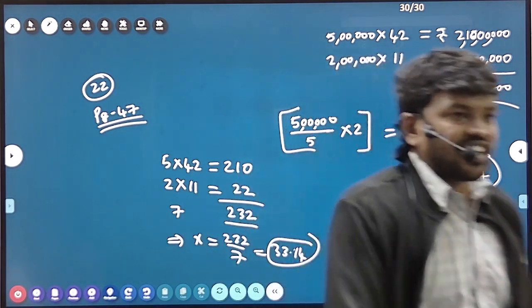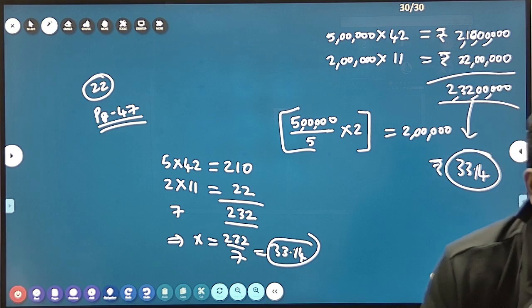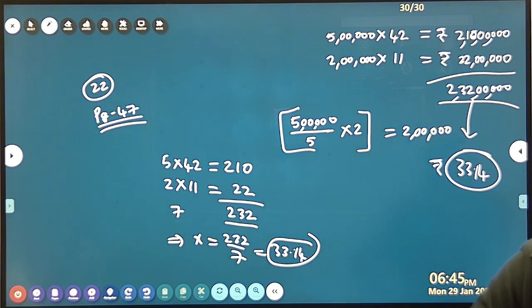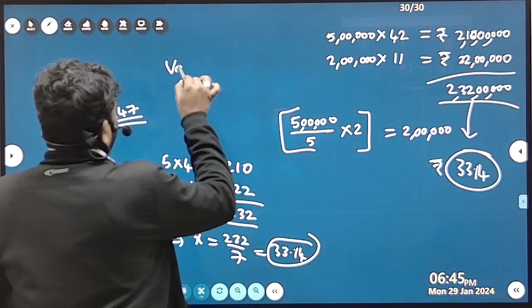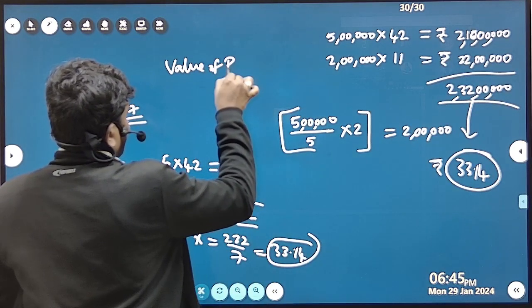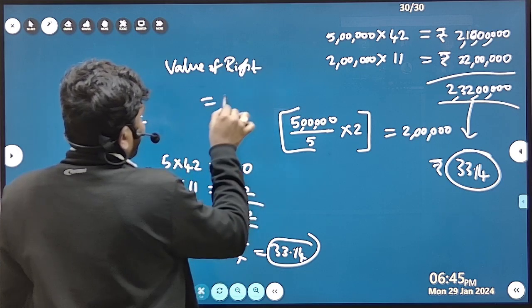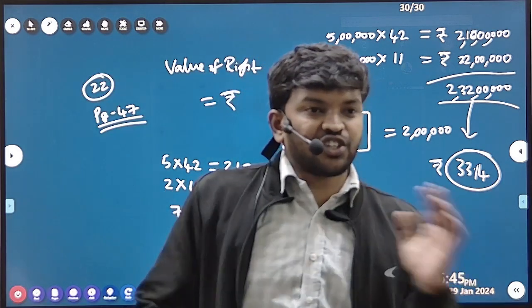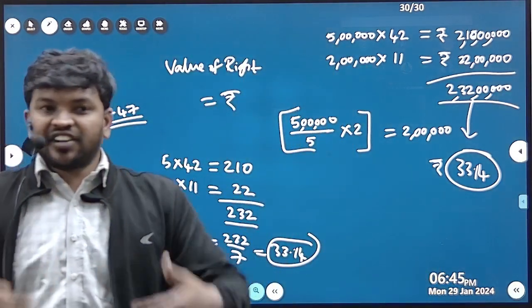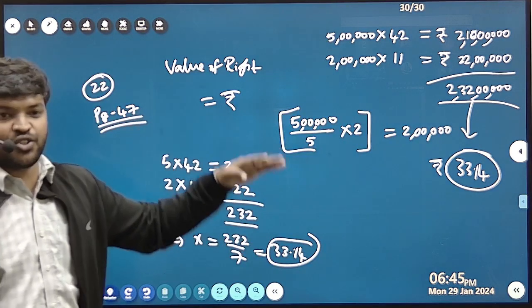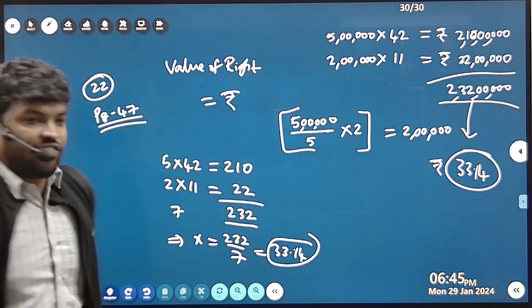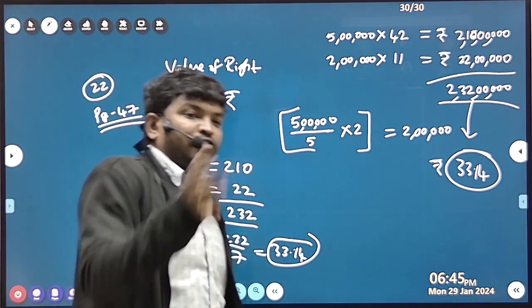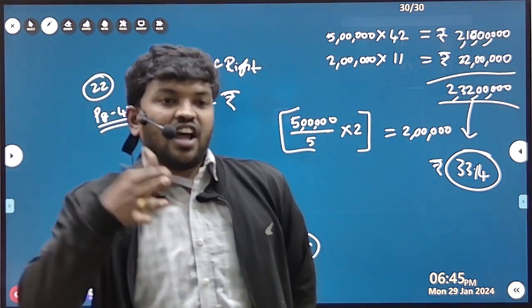Indirectly what happens after rights issue? Share price goes down because supply is more. More supply has been injected into the market. Understanding? Next, value of right. What is the value of right? X rights price. I mean the share price before rights issue and share price after rights issue. The difference between these two is the value of right. Value of right is nothing but market price before rights issue minus market price just after rights issue.